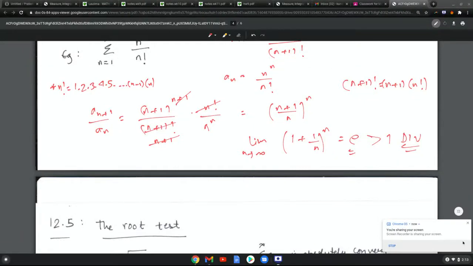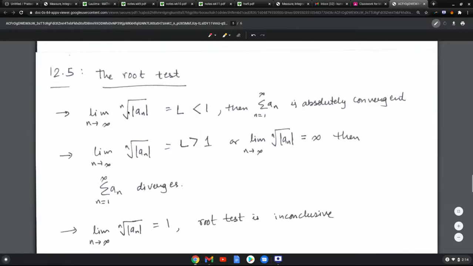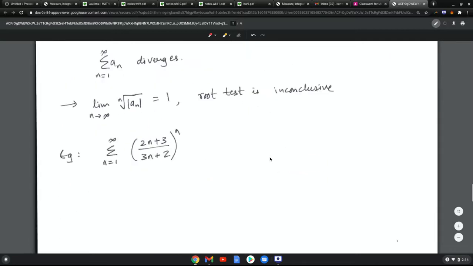We looked at some examples for the ratio test. The next one says that if you take the nth root of the nth term and it comes out to be less than 1, then it converges; if more than 1, then it diverges; and if it equals 1, the test is inconclusive.